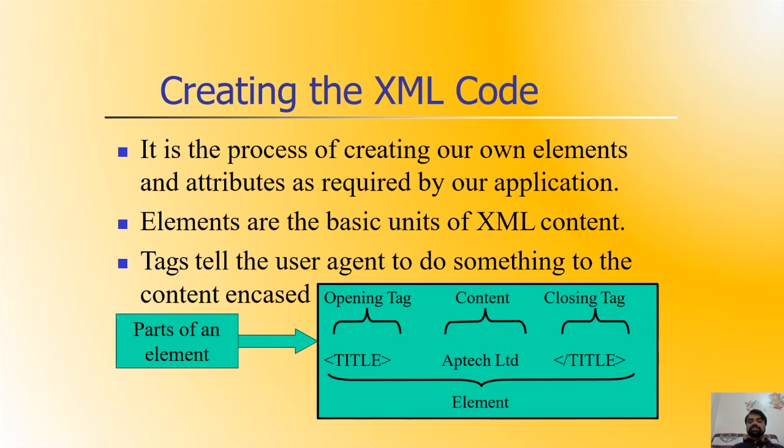Creating the XML code is the process of creating our own elements and attributes as required by our application. Elements are the basic unit of an XML document. Tags tell the user agent to do something to the enclosed content. So let's say the opening tag and the closing tag, and this is the content.